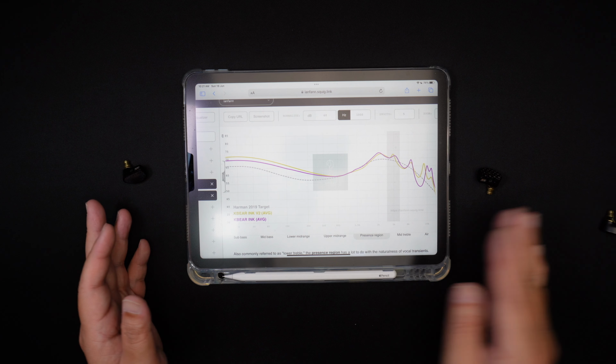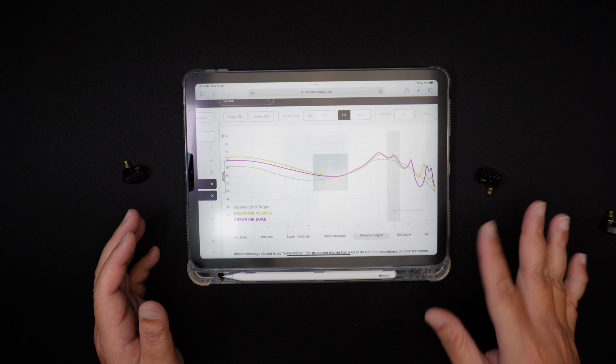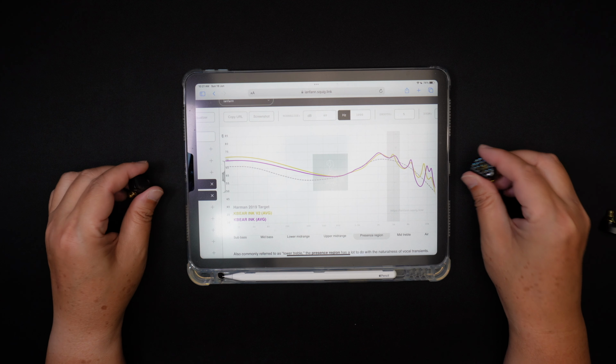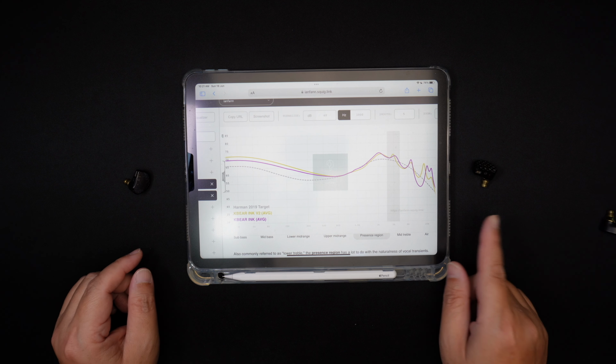In terms of presence, they are about the same. I don't hear much difference. In fact, the whole treble difference, I don't hear any of those on these two. They are pretty much the same in terms of the treble.